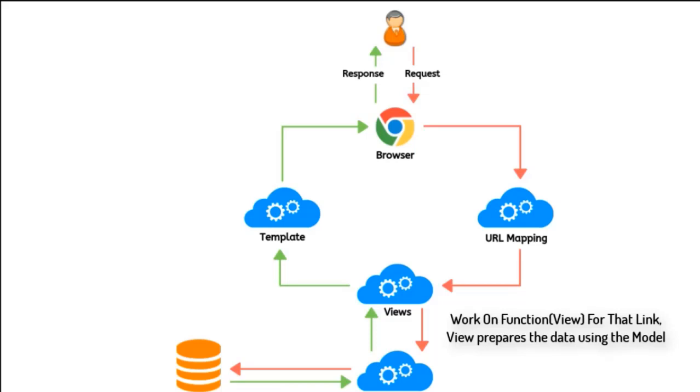Then it moves towards the view. That is, it starts searching for a view that is related to my index page. When it gets the functionality of that index page, that is, they might need to throw some ads, they might need to show some important slider or anything else, that is controlled by our view.